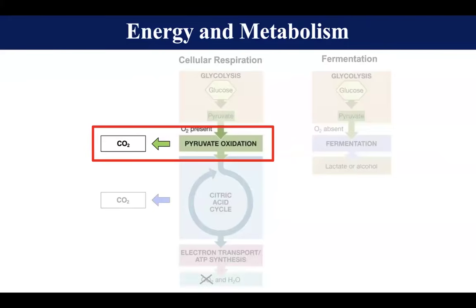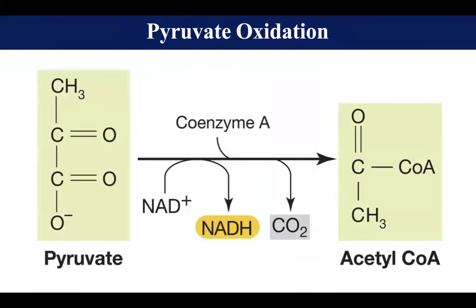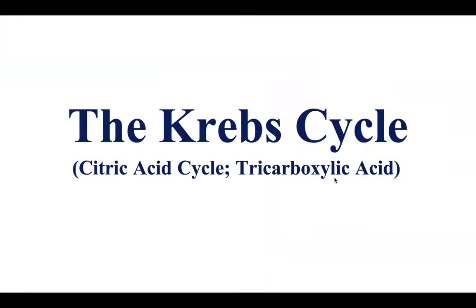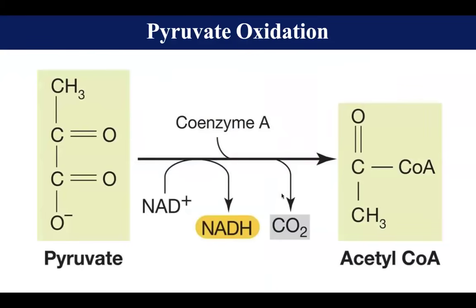So for pyruvate oxidation, we have pyruvate, which was the end product of glycolysis. Pyruvate is then converted to acetyl-CoA using coenzyme A. Coenzyme A also allows NAD plus to obtain a hydrogen, and then carbon dioxide is released. That's essentially all you need to know about pyruvate oxidation. Pyruvate becomes acetyl-CoA through an enzyme known as coenzyme A, and NAD plus obtains a hydrogen ion and becomes NADH.